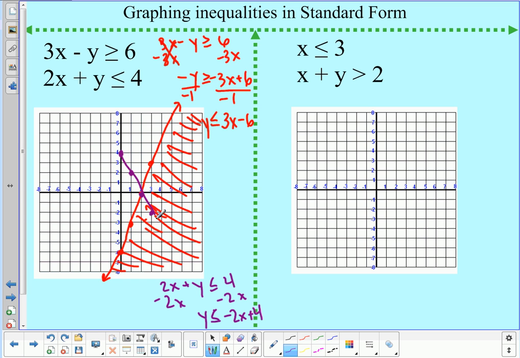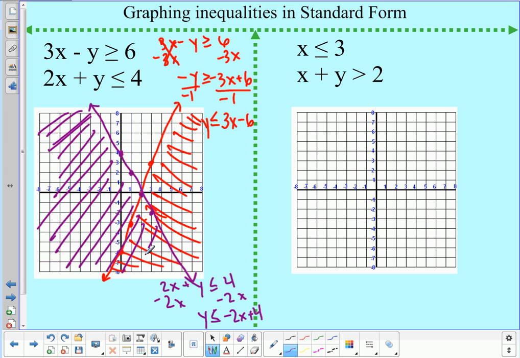Again, I have a solid line here. But now I want to shade below again. So I'm underneath that line like that. And then if I look for that overlapped region, the overlapped region is right in here. You were below the red line and below the purple line. Okay. Let's do one more practice question together.